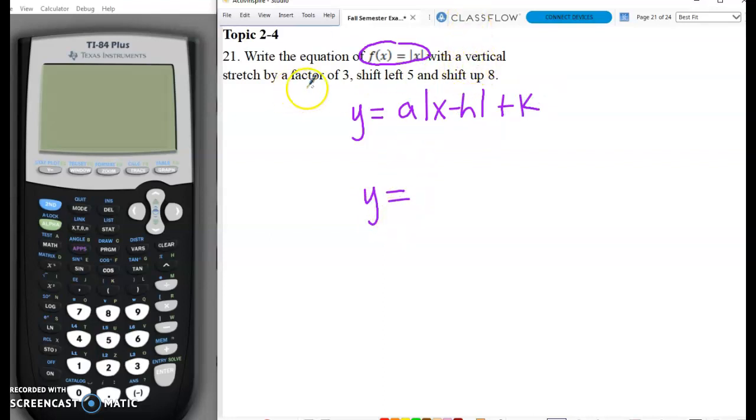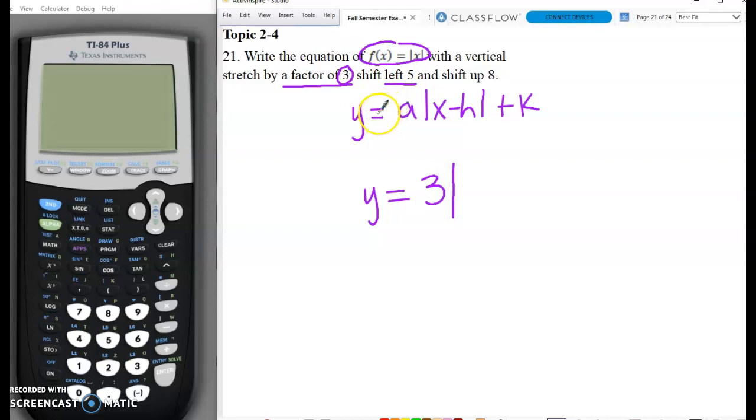We start with a vertical stretch by a factor of 3. So a vertical stretch is related to my a value. And that 3 is my a value. So this is going to be 3. And then we start our absolute value. We shift to the left 5. Now remember, h is the opposite of what you would think.